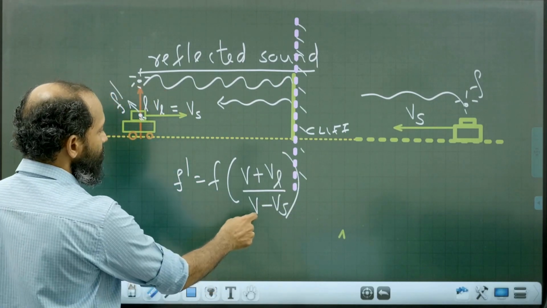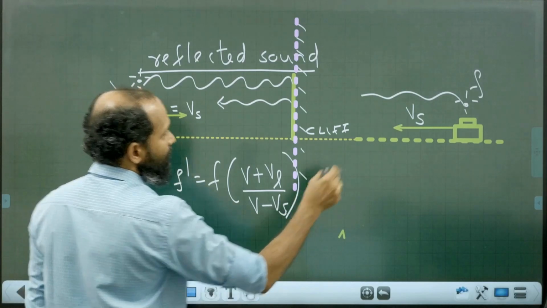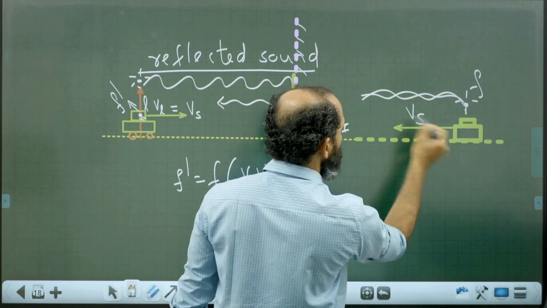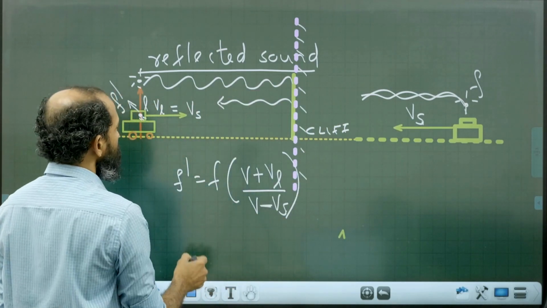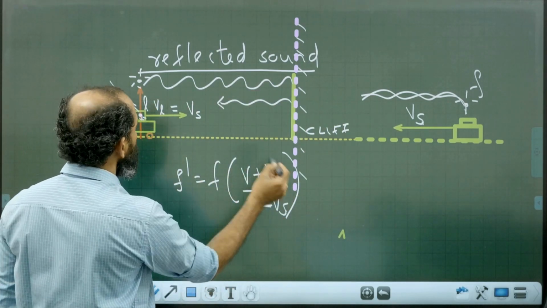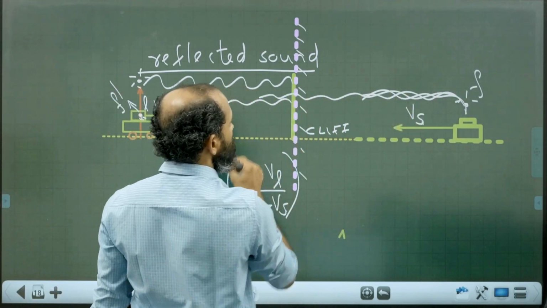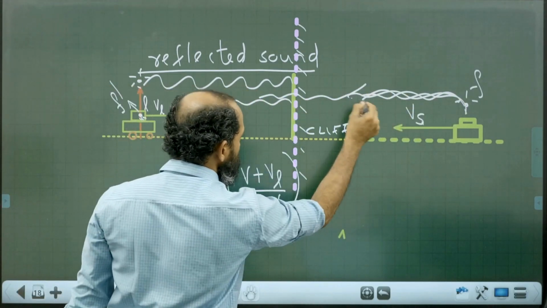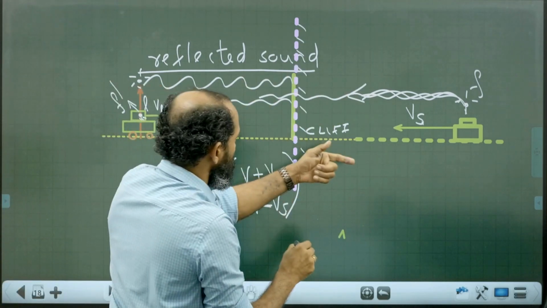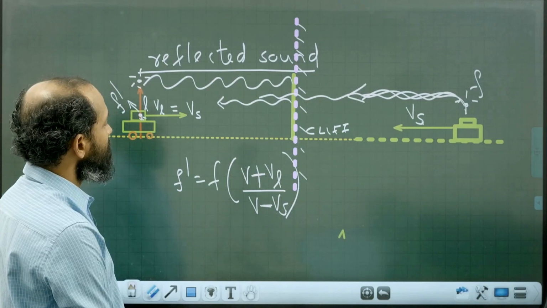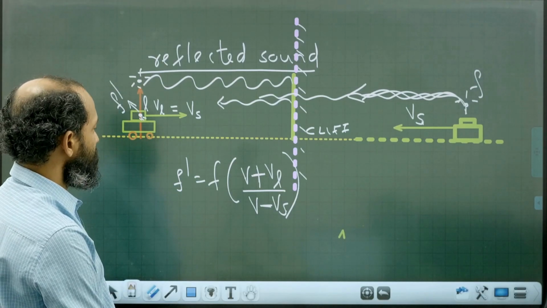While considering the velocity of sound and the source, they are in the same direction, so minus. For the velocity of sound and the listener, the velocity of sound is coming from this reflected sound. This is the Doppler effect for reflected sound. The listener is approaching towards the right, so that sign should be plus. In such cases, the maximum Doppler effect is heard.